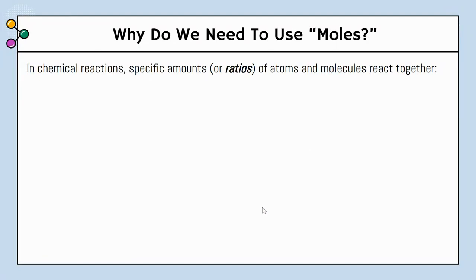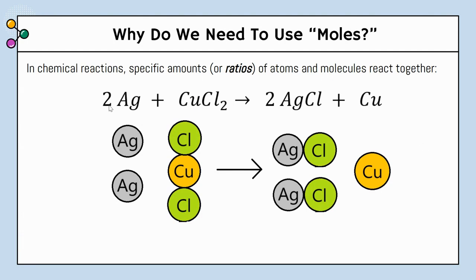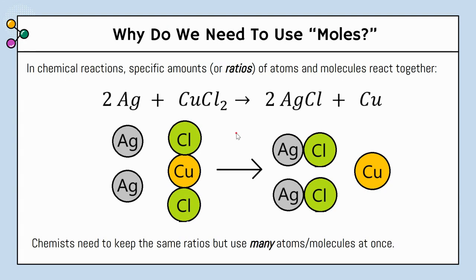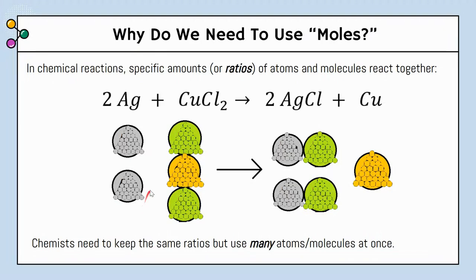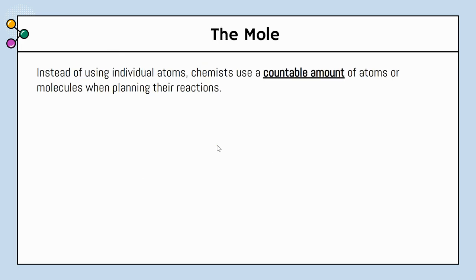Like I mentioned, in chemical reactions, we need to react specific amounts or ratios of atoms or molecules together. In the reaction below, we take two atoms of silver plus one molecule of copper 2 chloride, making two molecules of silver chloride and one atom of copper. Because we can't pick up individual atoms and molecules, instead we keep the same ratios, but we use many atoms or molecules at once. So instead of two atoms of silver, we use two piles of atoms that are very large amounts of atoms. And instead of one molecule of copper 2 chloride, we use many molecules of copper 2 chloride. But the ratios stay the same. For every two silver atoms, we need one molecule of copper 2 chloride. And this is where the mole comes in.